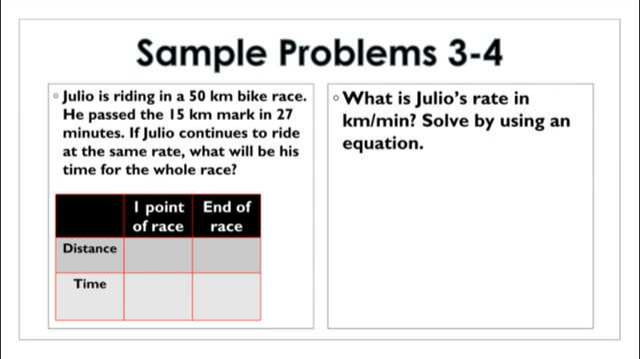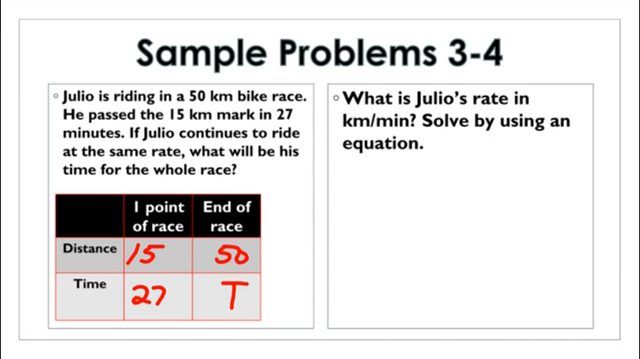So at one point of the race, he passed the 15-kilometer mark, and that was in 27 minutes. At the end of the race, he would have biked 50 kilometers. What will be his time for the whole race? We need to find the total time. So here, if we want to make the numbers a little bit easier, we can simplify our ratio.